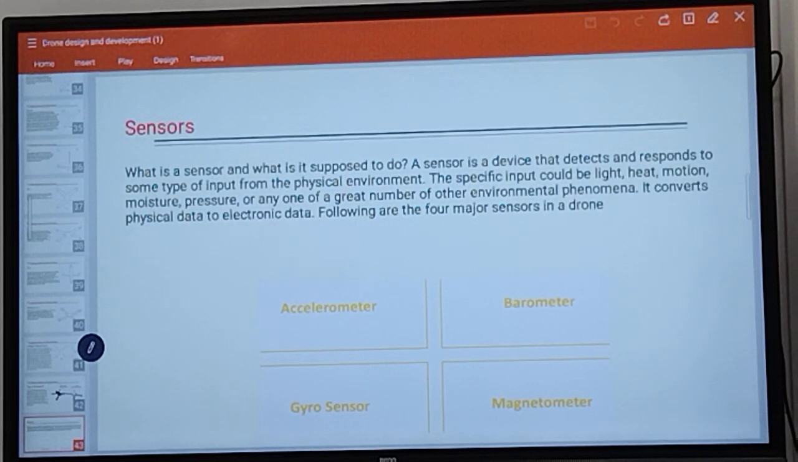The specific input could be light, heat, motion, moisture, pressure, or any one of the great number of other environmental phenomena. And that environmental phenomenon is converted into an electrical signal, so that we can control that. We convert physical data to electronic data. Following are the four major sensors in the drone.